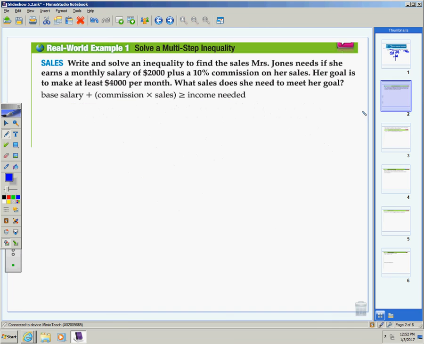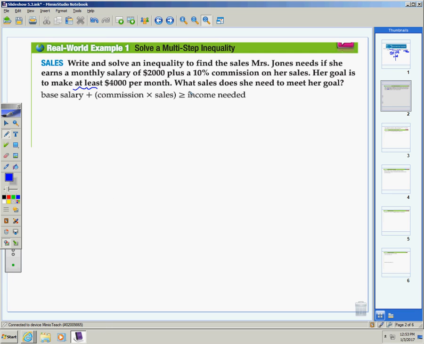Looking at example 1, we want to write and solve an inequality to find the sales Mrs. Jones needs if she wants to earn her monthly salary of $2,000 plus 10% commission on her sales. Her goal is to make at least, which tells me greater than or equal to, $4,000 per month. What sales does she need to meet her goal?